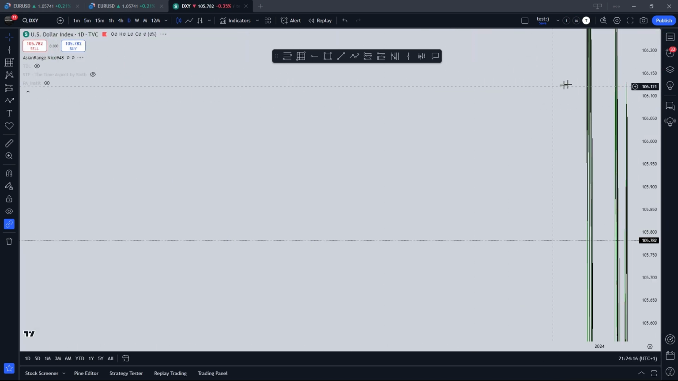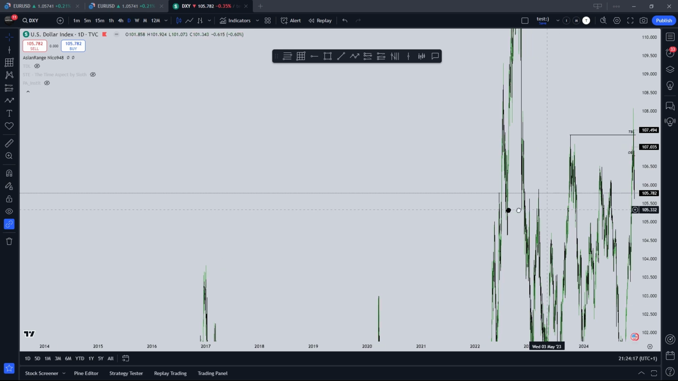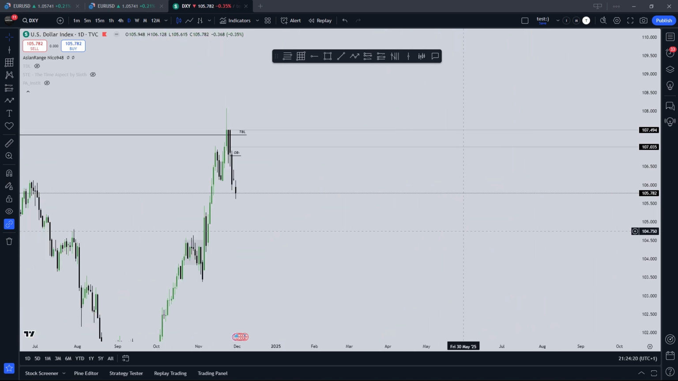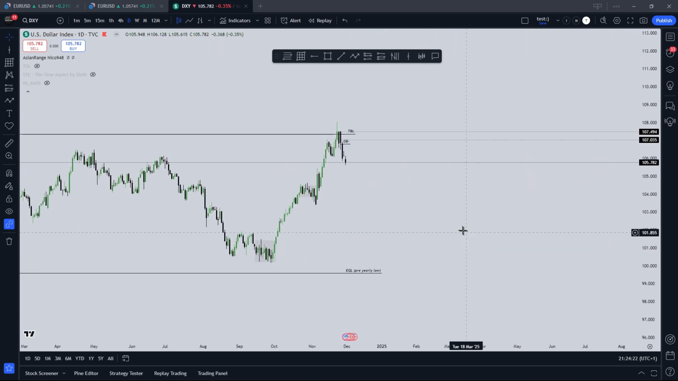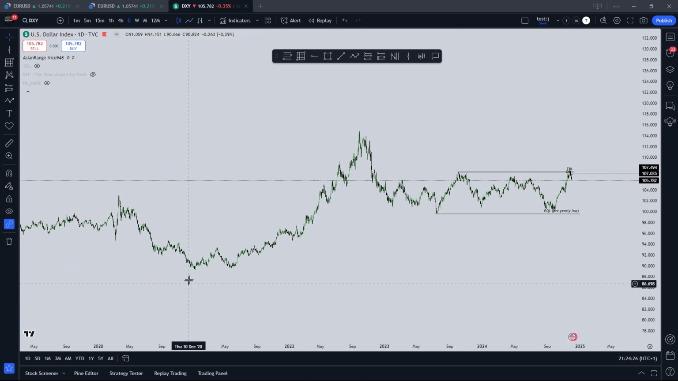So, looking at the DXY here, everybody. What everybody can see here on the daily chart, I'll not go into the high time frames as I've covered it so many times, right? The bigger market maker sell model. I'll just show you here quickly. So here the bigger market maker sell model right there.